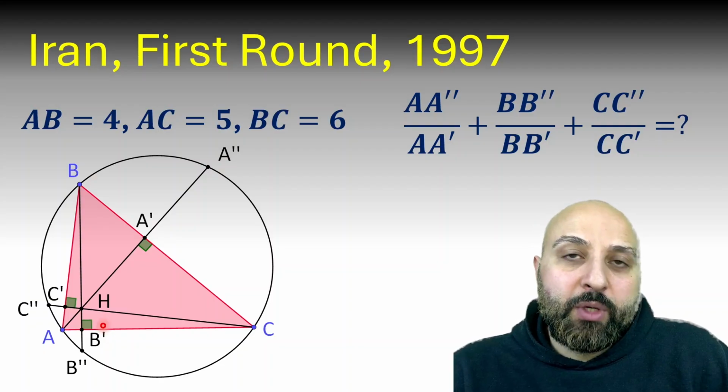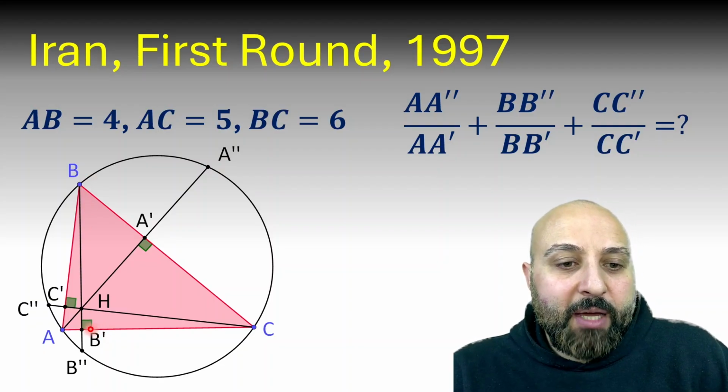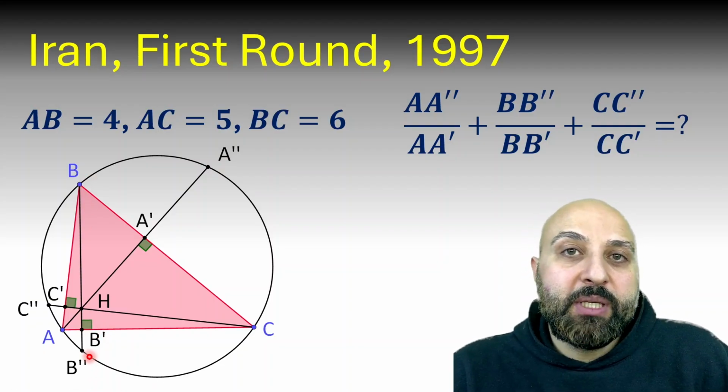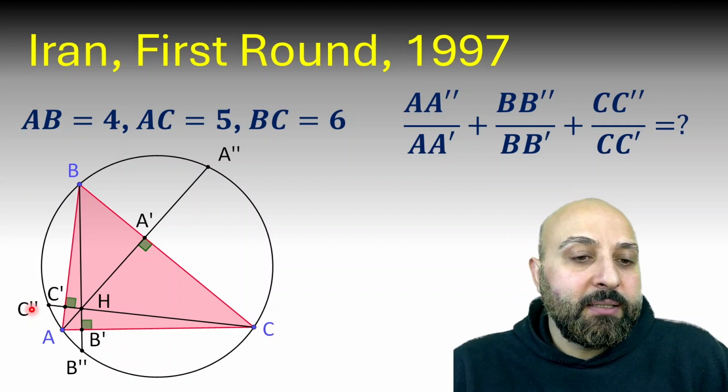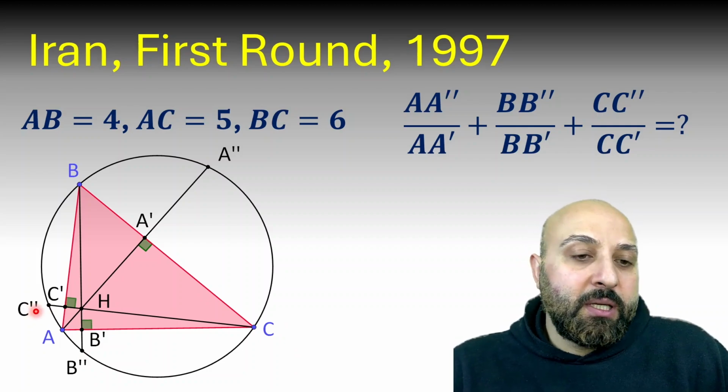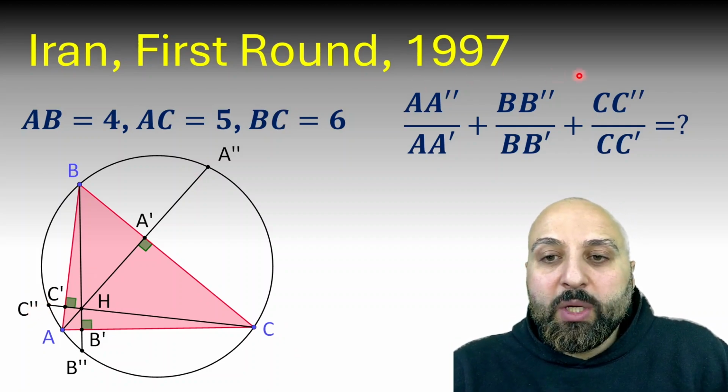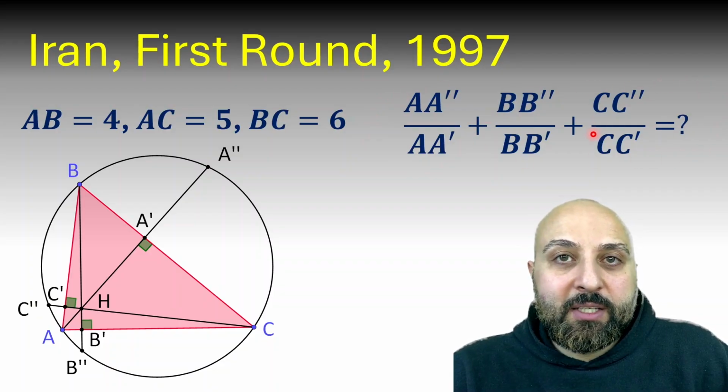Same way we do it for the other altitudes. So BB' we extend, it intersects at point B double prime, and CC' we extend, it intersects with the circumcircle at point C double prime. The question is to calculate this expression.